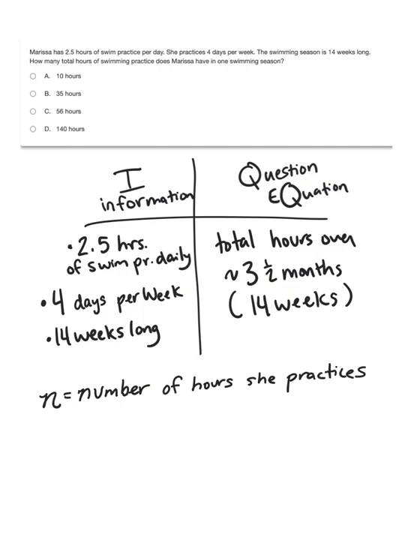So my equation will be N equals 2.5 hours for 4 days a week. And I'm going to take that amount and multiply it times the 14 weeks that she's practicing. And once I've done that, hopefully I'll have the total number of hours she's practiced over the course of those 14 weeks. So this is where the error analysis part comes in.